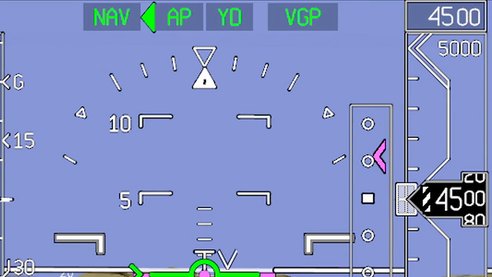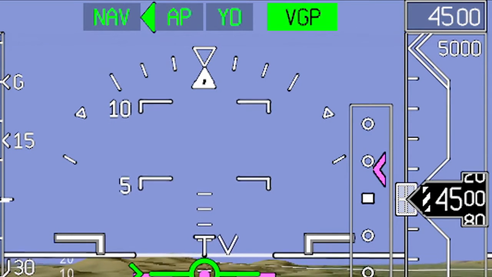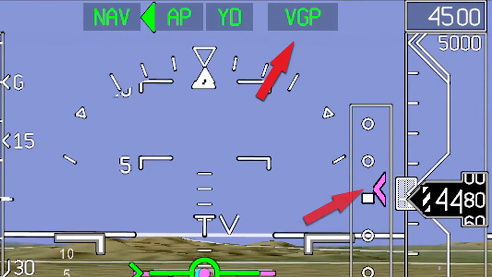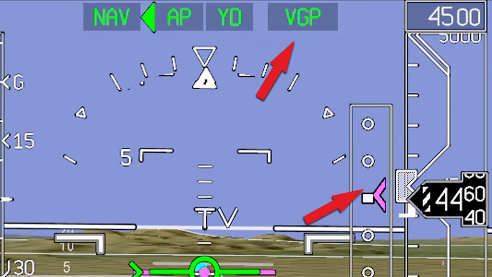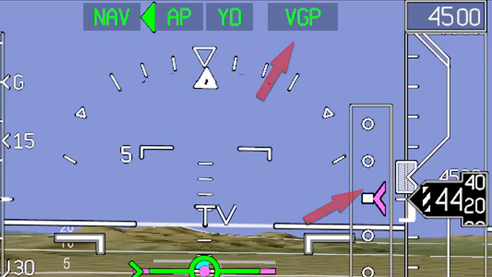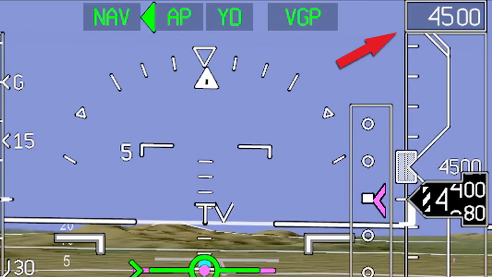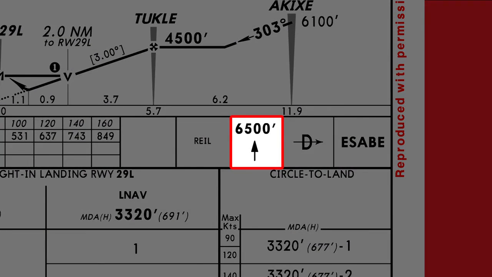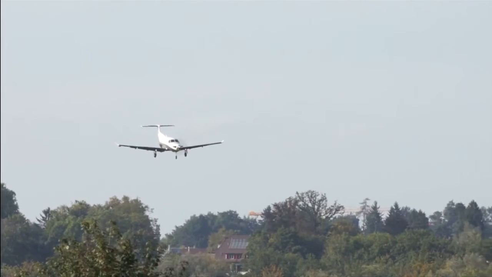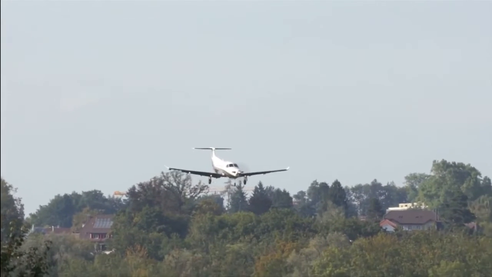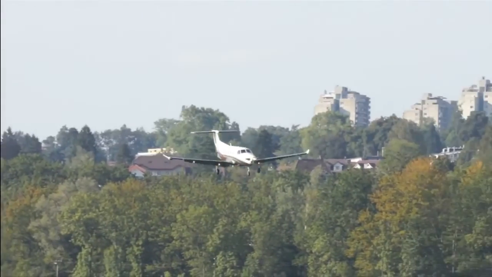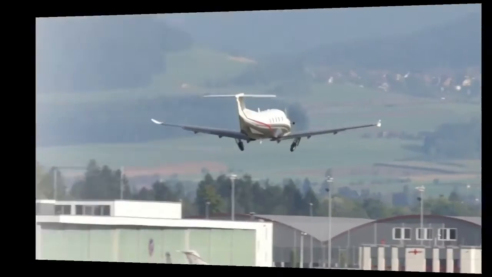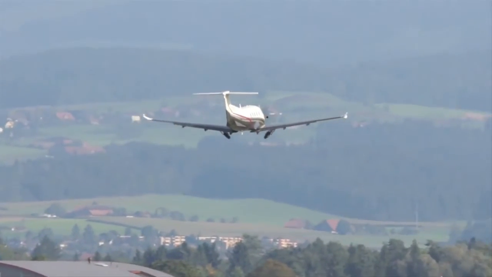When VGP mode is active, the following occurs. VGP is shown in green on the vertical mode field, and vertical deviations are displayed using a magenta deviation pointer. The aircraft ignores the altitude preselector, enabling the flight crew to set the missed approach altitude. When the aircraft arrives at the minimum approach altitude and the visual requirements for landing are satisfied, the crew must either land the aircraft or initiate a missed approach.